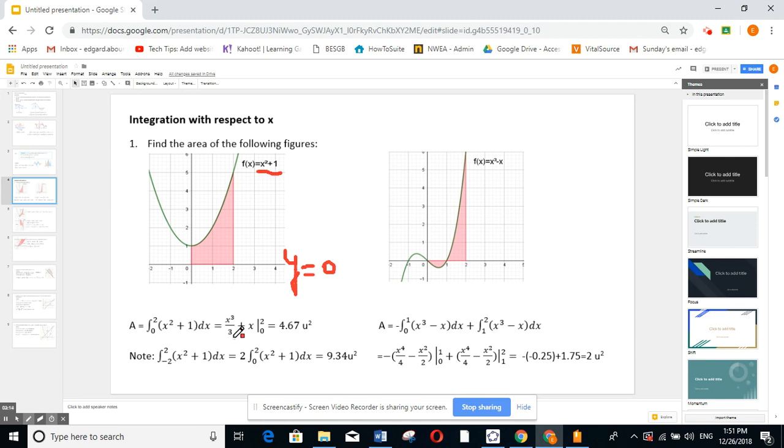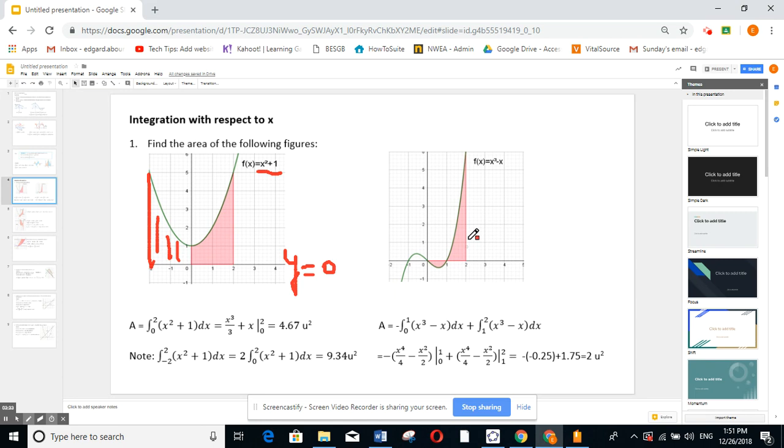So it's x cubed over 3 plus x if I solve the integral from 0 till 2, and this area will be 4.67. However, you know that this function is even. Suppose I said that I want the area from minus 2 till 2. As you can see, because it's even, the measure here is the same as the measure here, so I can do double of the one above.